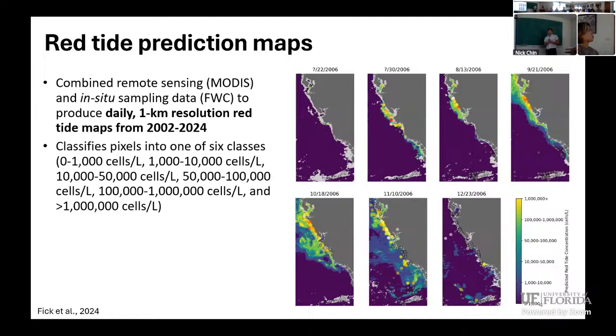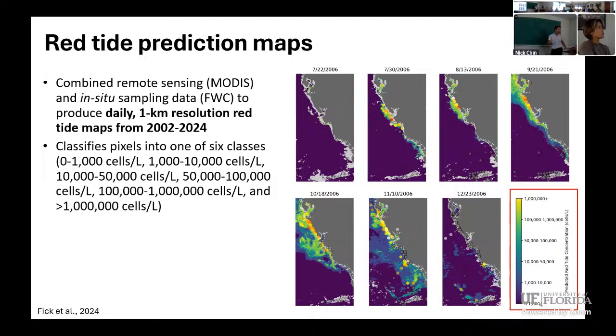To help support this work, Dr. Ron Fick created red tide prediction maps that combine remote sensing data and in situ samples to produce daily, 1 kilometer resolution red tide maps from 2002 to present day, or 2024. They classify the 1 kilometer pixels into 6 classes, anywhere from 0 to 1,000 cells per liter, basically meaning no bloom, all the way up to 1,000,000 plus cells per liter.